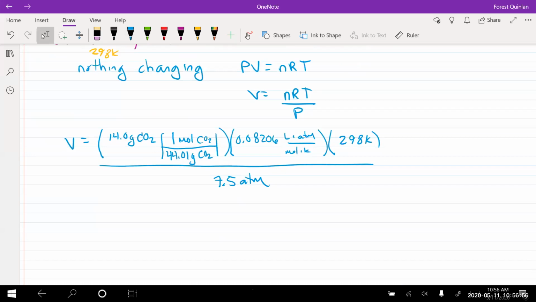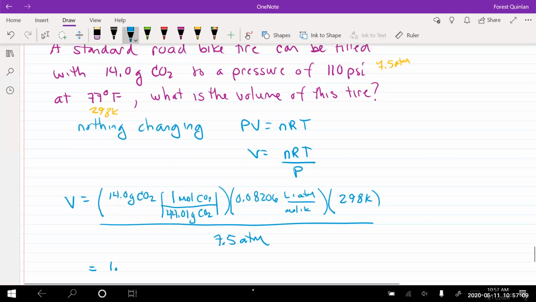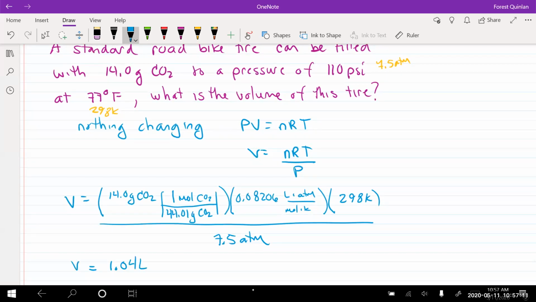Martucci, please tell me you got something in the neighborhood of 1 liter. 1.04. Yeah, that's what I got. Good, because that's what I have. I was only asking because in mine, I kept it 7.48, so I wasn't sure if it were going to change the 4 to a 3 or not.